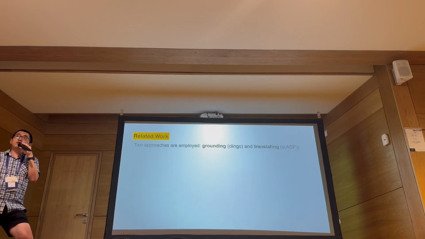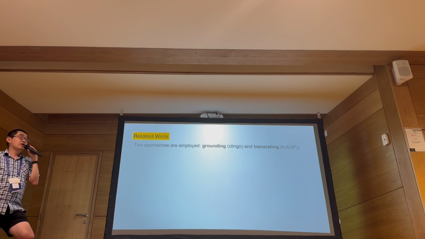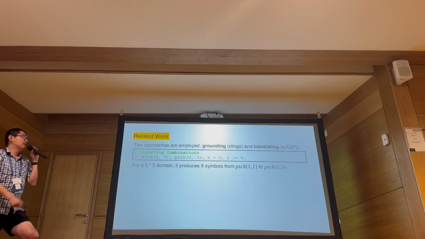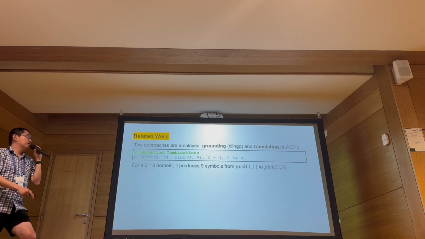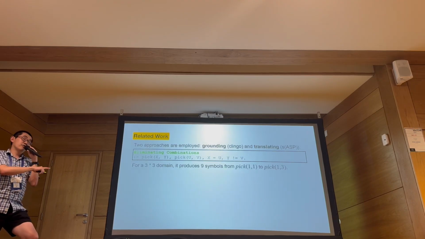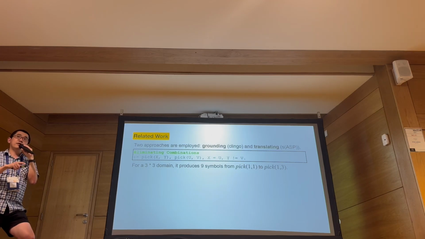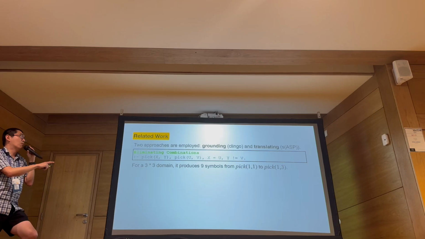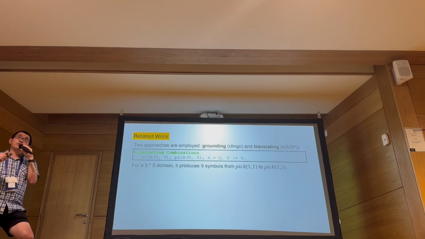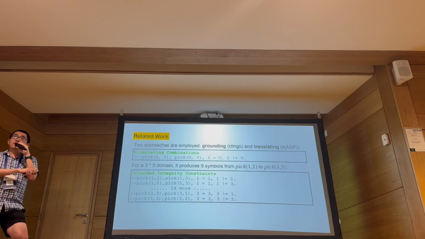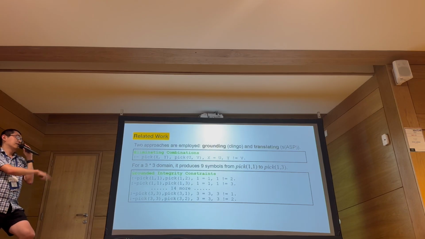There are two approaches to try to handle it. One is that we can do the grounding, the linear way, or translating to SAT and SCAP ways to do it. So back here, for the grounding case, still using these numbers, there are three numbers. It's 3 by 3, so you produce 9 symbols. We will have pick 1,1, 1,2, 1,3, 2,1, 2,2, 2,3, all the way to pick 6,3. Okay? And in this case, the grounded integrity constraint will have 18 rules in total.